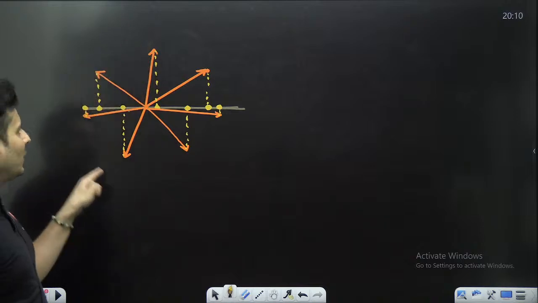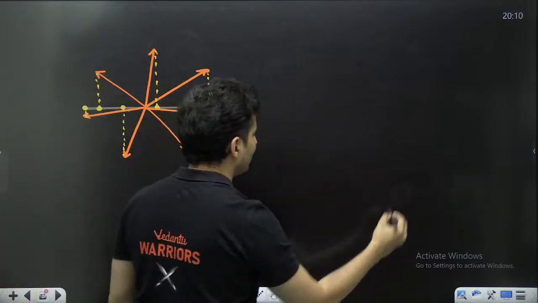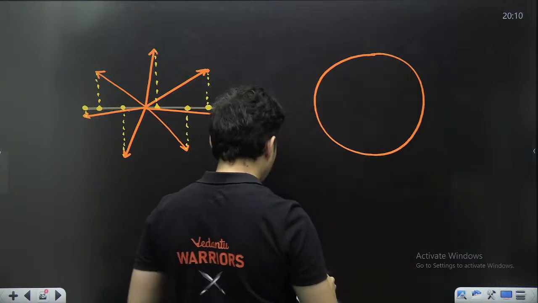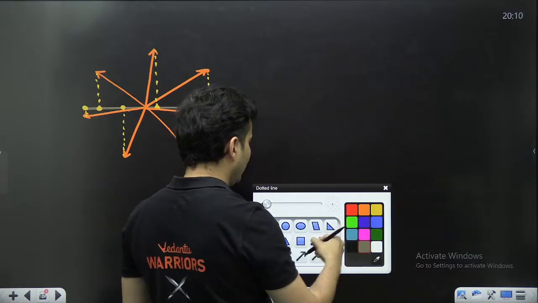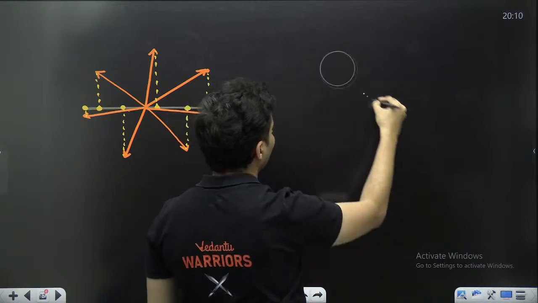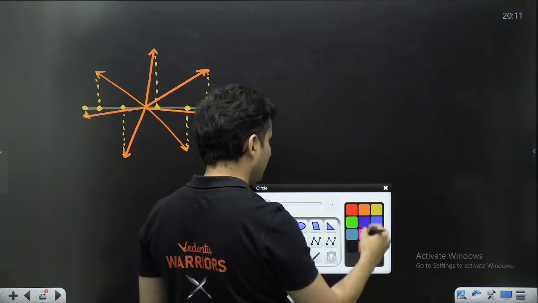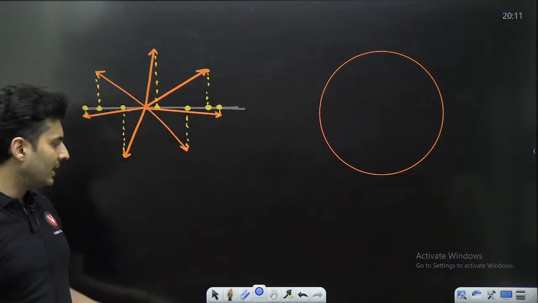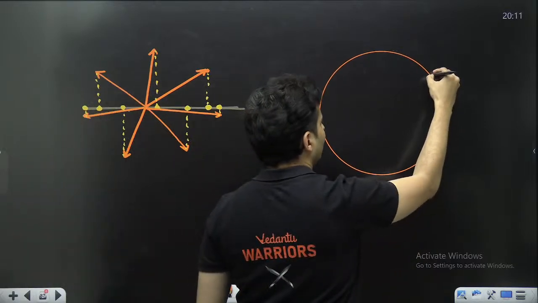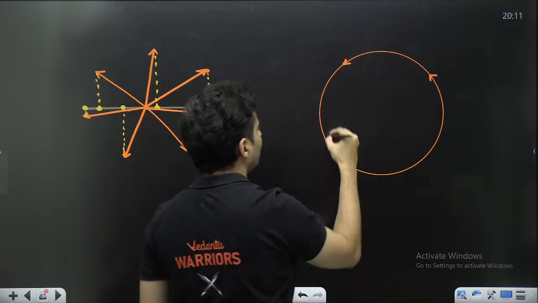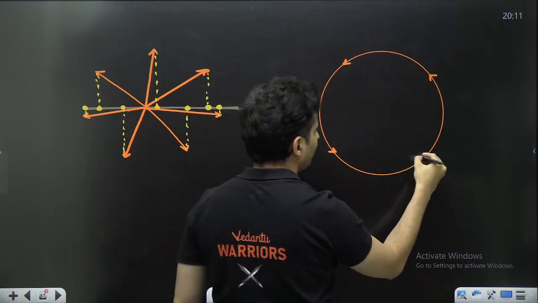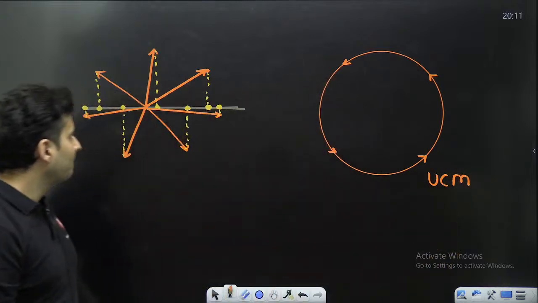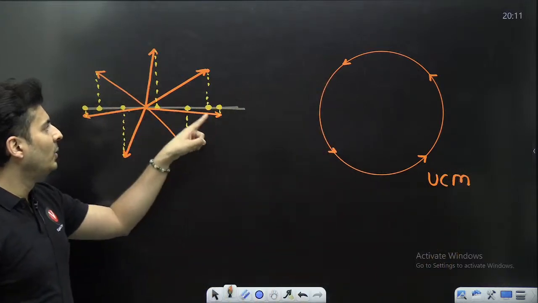Now look at that orange point. What is it trying to do? That orange point is basically going in a circle, isn't it? How many of you are able to see that? That orange point is basically going in a uniform circular motion. Everybody? What is that yellow point doing?